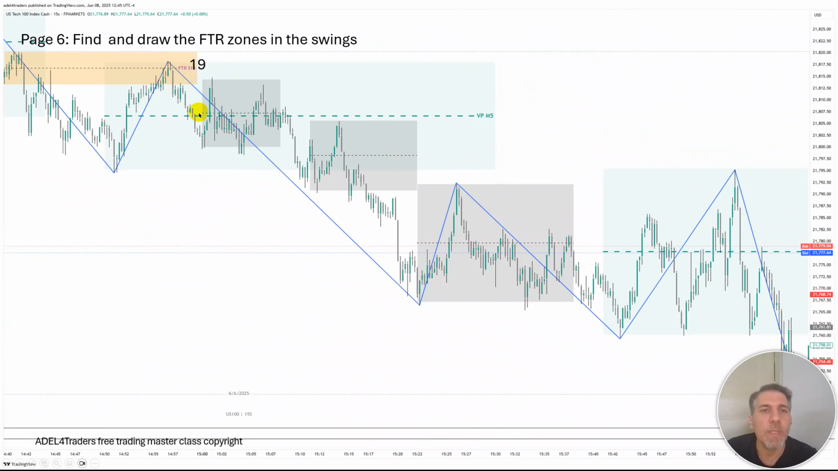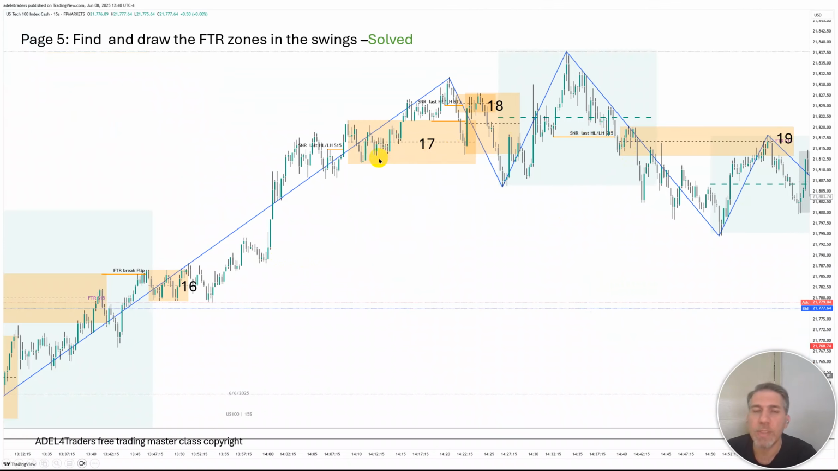So again, if you were taking a trade out of this, the more touches these SNR zones have, the weaker they get, because liquidity is consumed here. So why do FTRs work so well? The reason is that when you're pushing the market up, we have a lot of buyers who are buying. So what are the buyers doing?